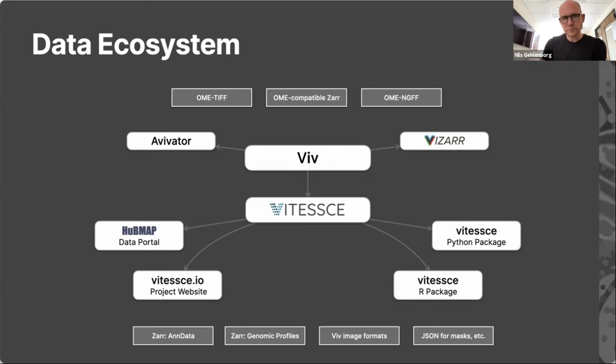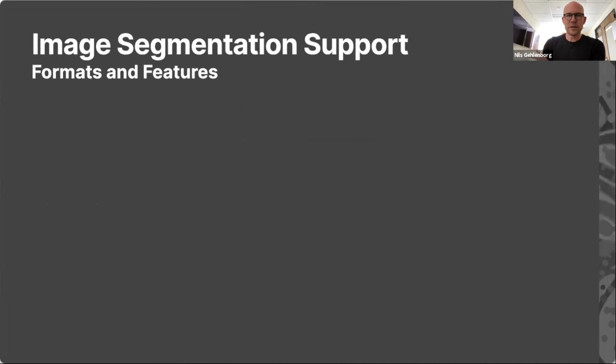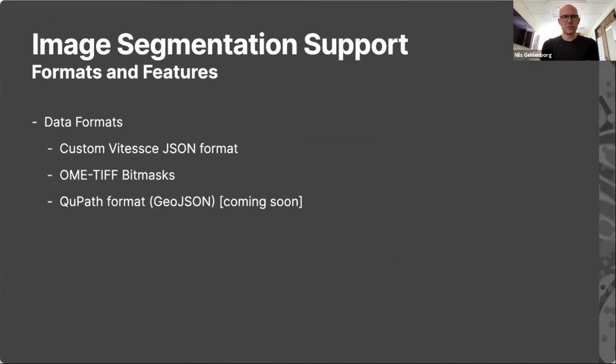And so I want to spend a moment talking about the image segmentation support that we have. This is really where we have a couple of new things that I think fit in nicely with what we've heard so far. So the traditional format was our own Vitessce JSON format that we used for both localization as well as cell shapes and other information to render cell masks based on, for example, Cytokit segmentations. So we have that, that's already deployed in the HuBMAP data portal, and anyone can use it.